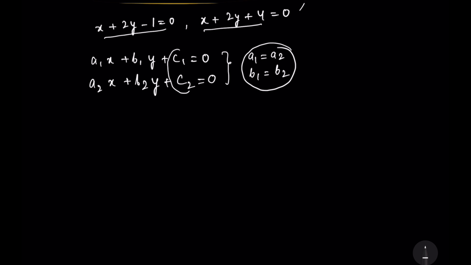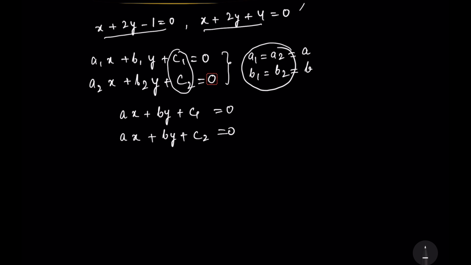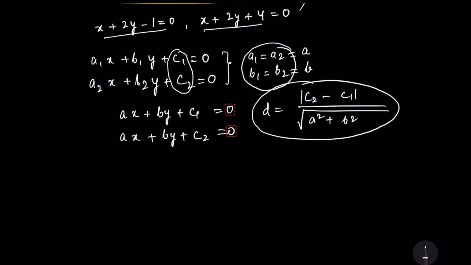And for c1 and c2, what is the formula, students? Say this becomes A and this becomes B. So one line is Ax plus By plus C1 equals 0, and the other is Ax plus By plus C2 equals 0. The distance is given by the modulus of C2 minus C1 divided by root over A square plus B square. This is the formula for finding the distance.